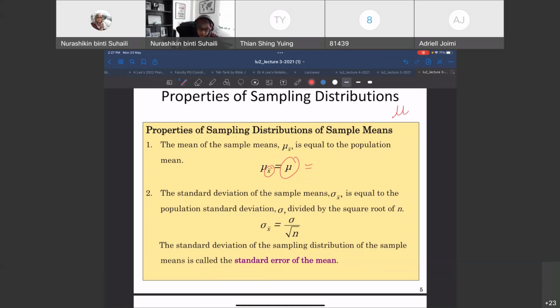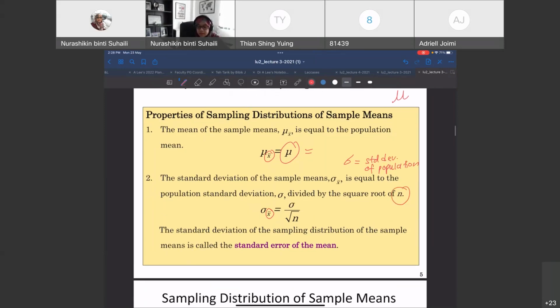And then the standard deviation of the sample means is equal to the population standard deviation divided by the square root of n. This is the general symbol for standard deviation. When it is without any subscript, just the sigma, it refers to the standard deviation of the population. But when we talk about sampling distribution of sample means, we relate with the standard deviation of the sample means. It is equal to sigma divided by square root of n.